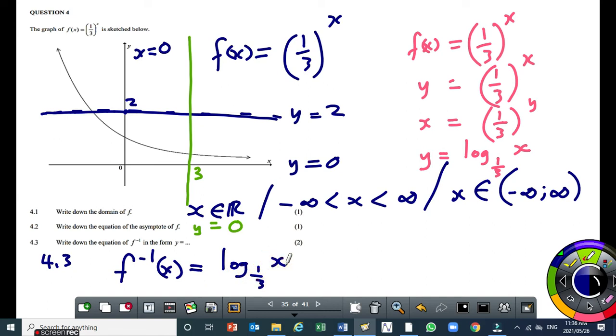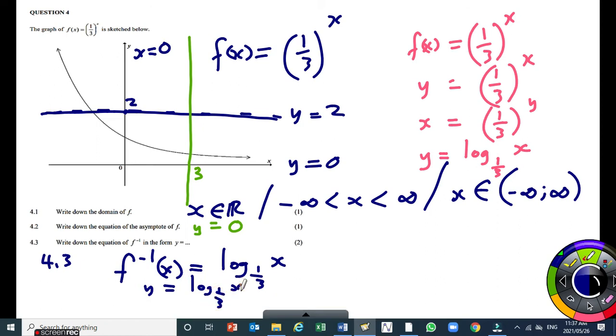Sorry, why don't they tell me when to write the logarithm? Can you come again? They just say, write down the equation of f minus 1 in the form y equal. So we can just write y equal to the log to base a third of x. They didn't tell us to write the logarithm, but it's the inverse of the exponential.